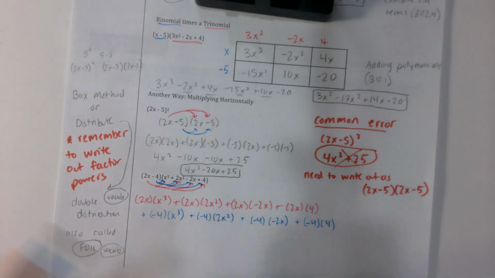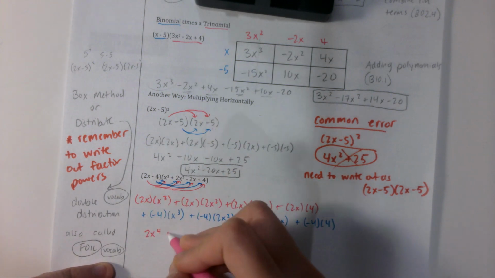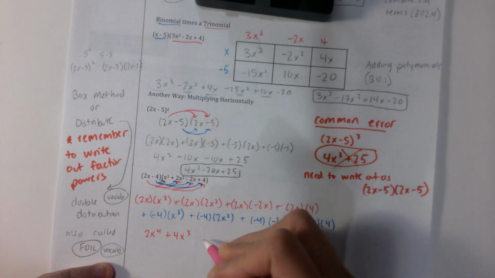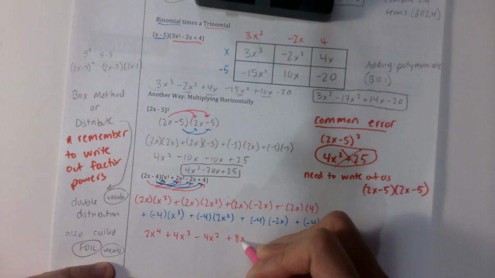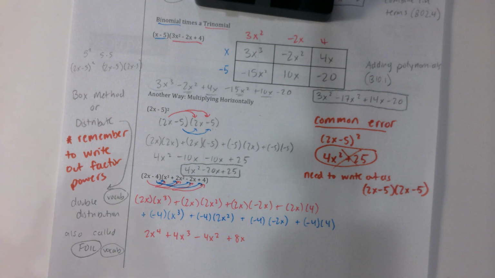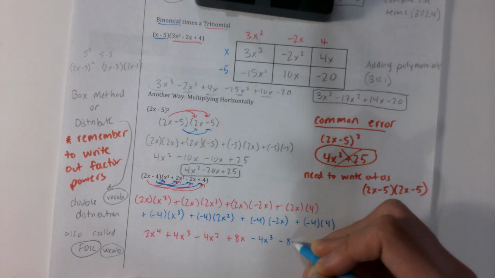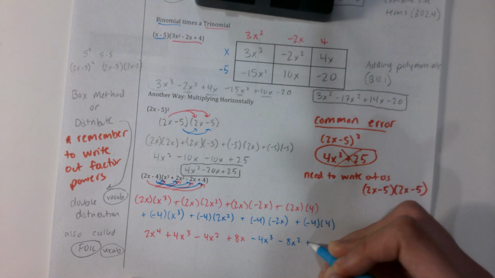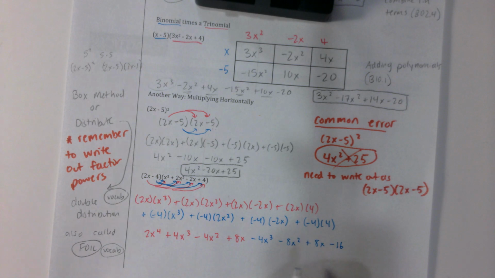Okay, so let's do the pinks first. So we have 2x to the 4th plus 4x to the 3rd minus 4x squared plus 8x minus 4x cubed minus 8x squared plus 8x minus 16, right? Be careful of your negatives.